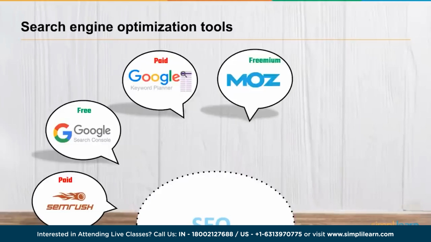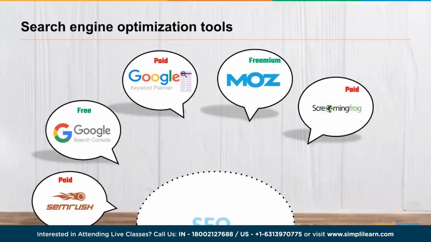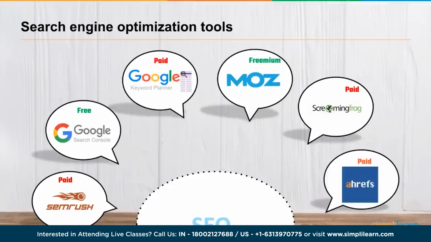Moz is a freemium tool, meaning they have a free trial that you can sign up for to test drive it, but it's another SEO platform and it does cost money. We've got a great tool in Screaming Frog. That's a paid version, again not too expensive. We'll talk a little bit more about that. And then we have Ahrefs, a tool that helps us with all aspects of SEO, primarily focusing on off-page.